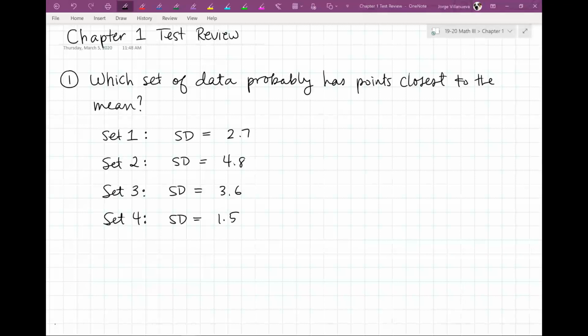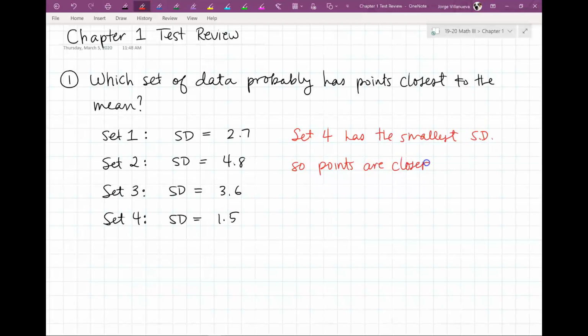Why? It's the smallest number. Okay, think about the name, guys, standard deviation, to deviate. If the number is bigger, that means it's deviating by more. And you don't want deviation. You want it to be as close as possible. So right here, we're going to say set 4 has the smallest standard deviation, so points are closer together.